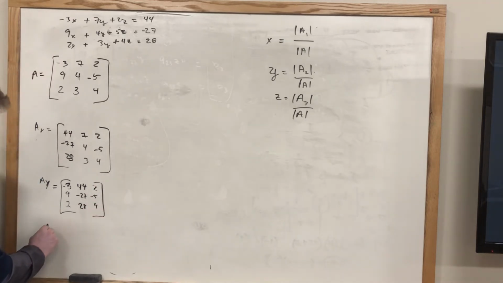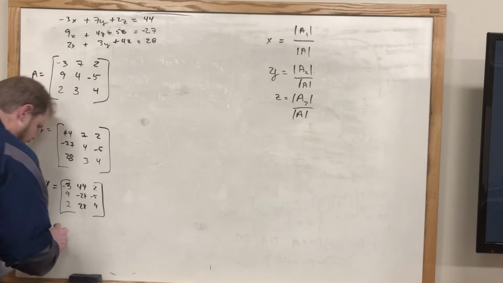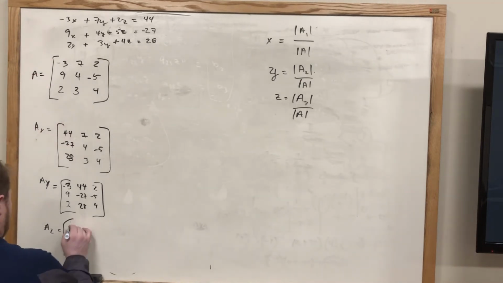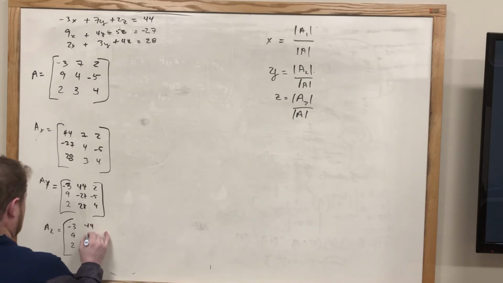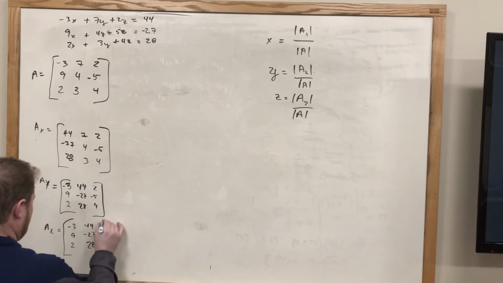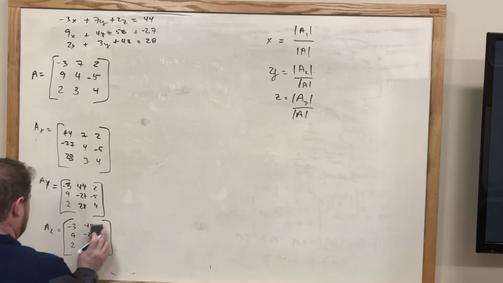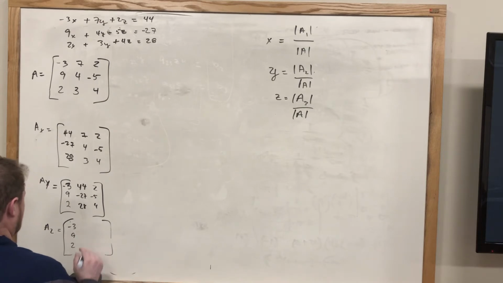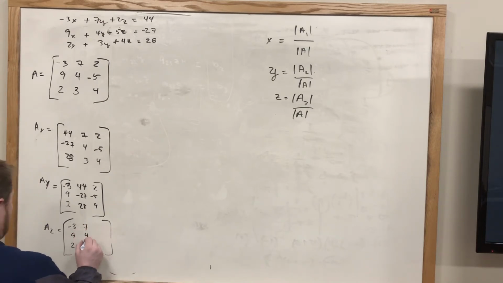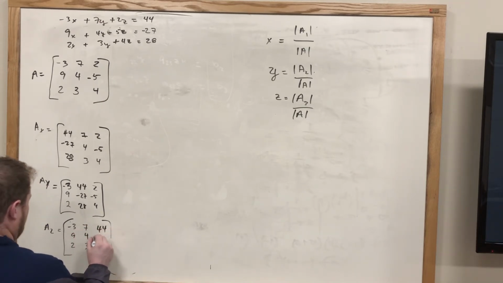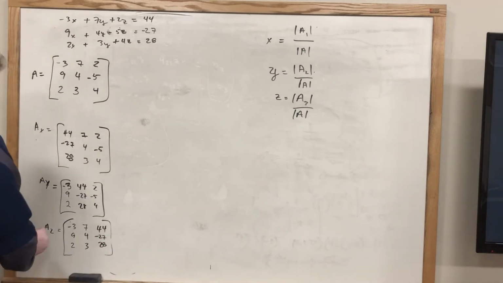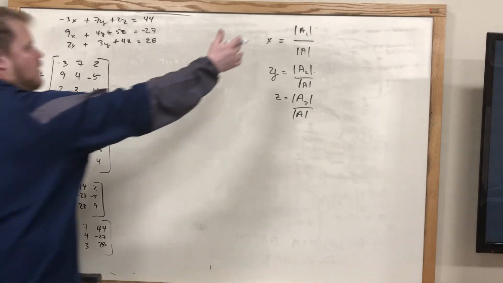And then, of course, a z is going to be negative 3, 9, 2, 44, 9, 27, 28, and 2, negative 5, and 4. I can't just copy, I'm sorry. 44, negative 27, 28. All right, so there's how we would find what we're looking for here.